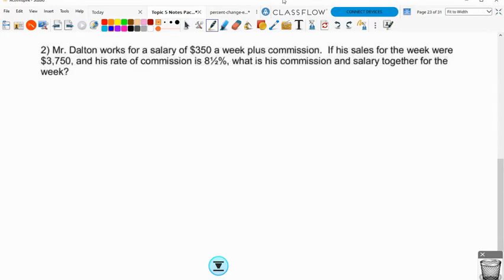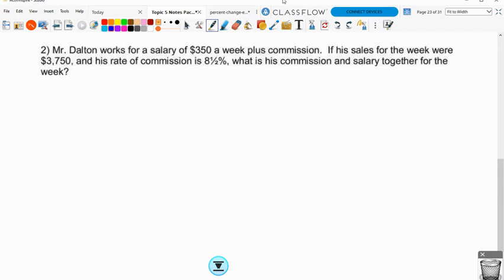In the next example, we're told that Mr. Dalton works for a salary of $350 a week plus commission. If his sales for the week were $3,750 and his rate of commission is 8.5%, what is his commission and salary together for the week? So we're going to figure out how much his total paycheck is going to be. Remember we said in the last example, the total paycheck is equal to the salary plus the commission.